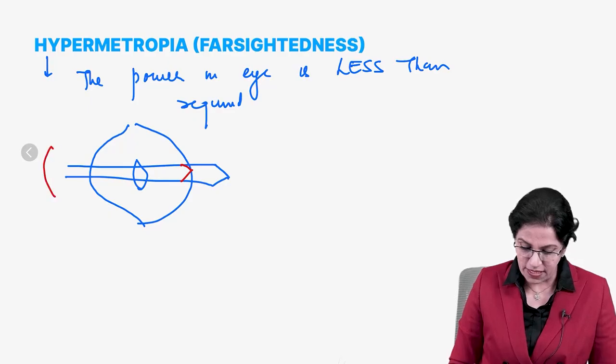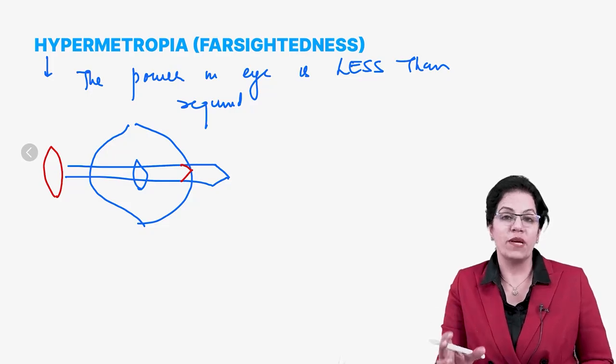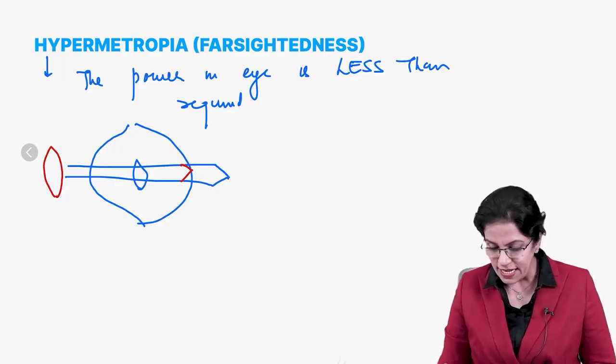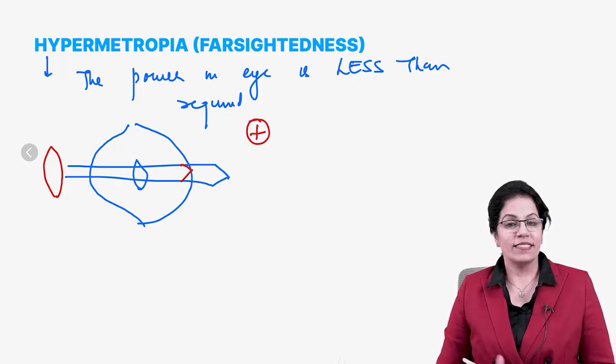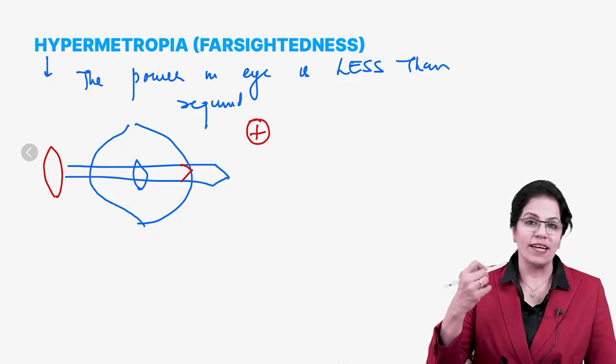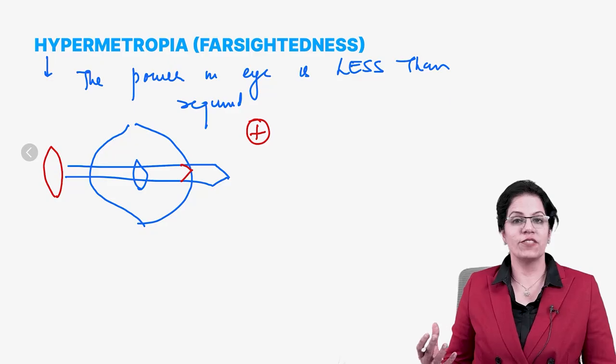So I use a convex lens. How much I should increase the power is going to be the measure of my hypermetropia, and therefore we write it as plus. And think yourself, in your eye, there is another mechanism by which the power can keep increasing. What is that? Accommodation, isn't it?